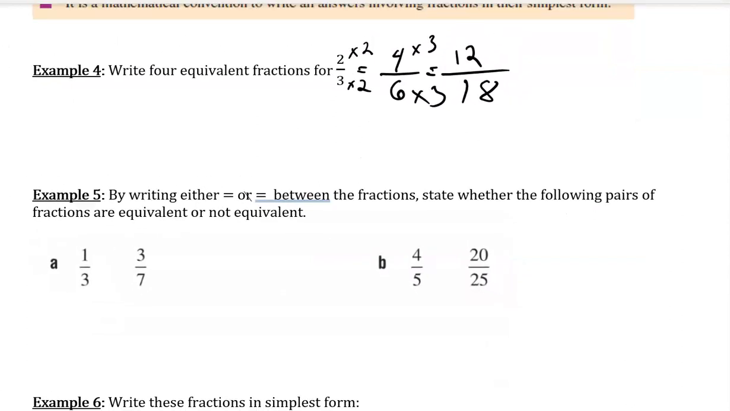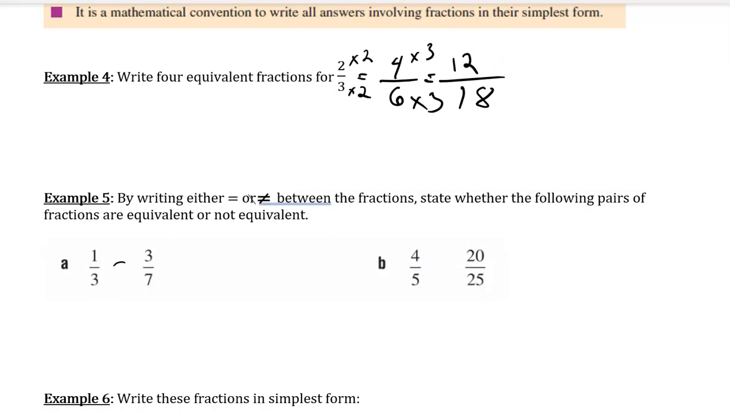So tell me true or false. Is 1/3 equal to 3 over 7? Well, if I multiply 1 by 3, I get 3. But if I multiply 3 by 3, I don't get 7. So they are not equal to each other. Let's look over here. Is 4 over 5 an equivalent fraction to 20 over 25? Well, 4 times 5 equals 20. Does 5 times 5 equal 25? It does indeed. So they are equal to each other.